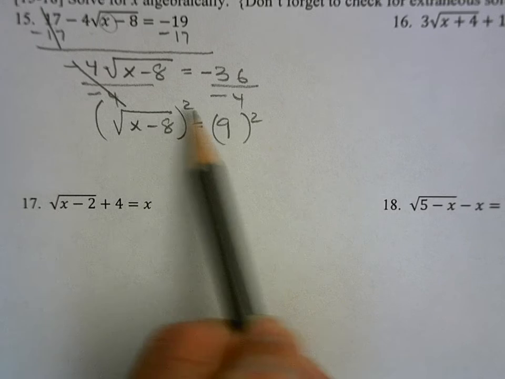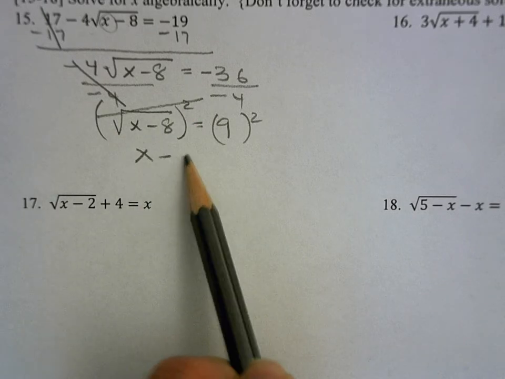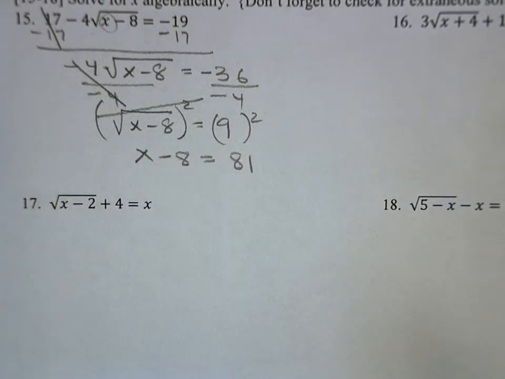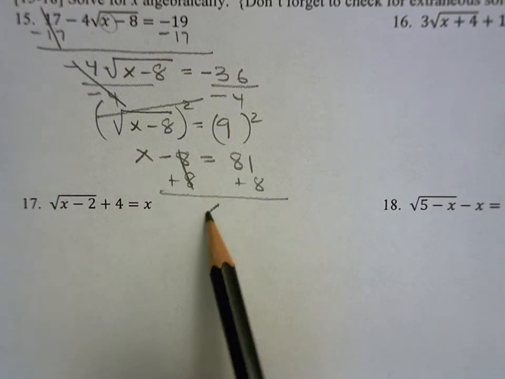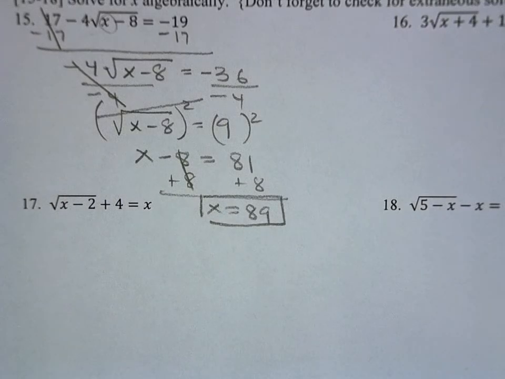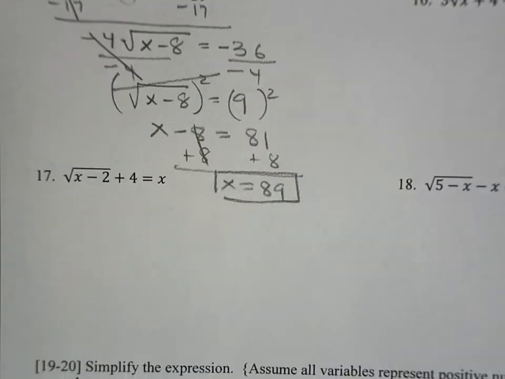So cancel. So x minus 8 equals 81. And then one last step here, add 8 to both sides. So x would equal 89. And that would be my answer. All right, and then let's take a look at number 17.